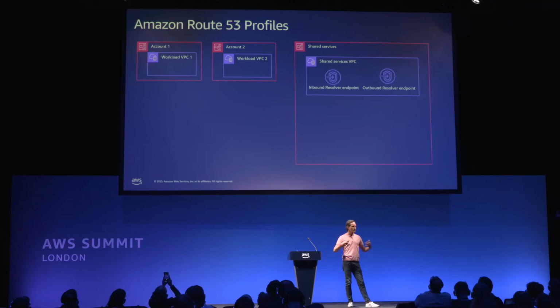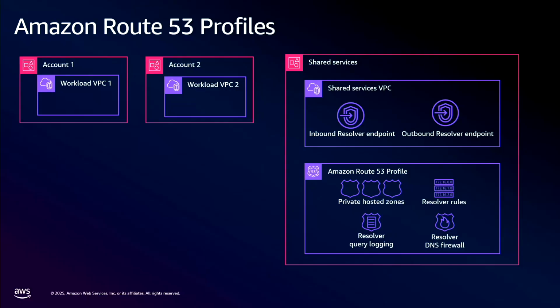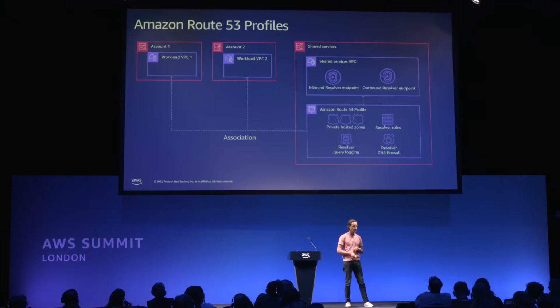So again, it looks a bit like the previous diagram. You have your centralized endpoints. And you create a profile. And into that profile, you create resolver rules, logging configurations, firewall rules, that type of thing. You bind that into a profile, and you use Resource Access Manager to share that with different accounts and different VPCs. And then each individual VPC can make its own decisions about what it's doing. It doesn't necessarily rely on the central VPC with the endpoints.